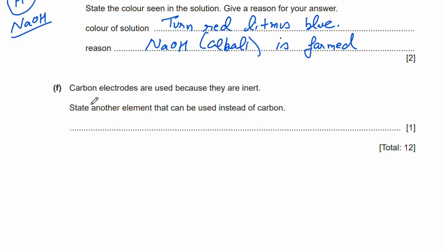Carbon electrodes are used because they are inert. State another element that can be used instead of carbon. So we know that platinum is also inert, so we can also use a platinum electrode. So our answer is platinum.